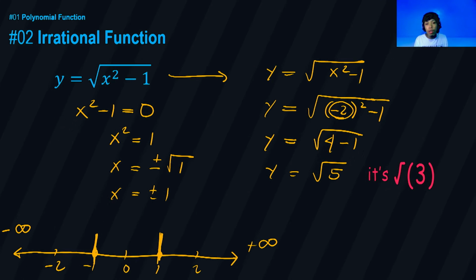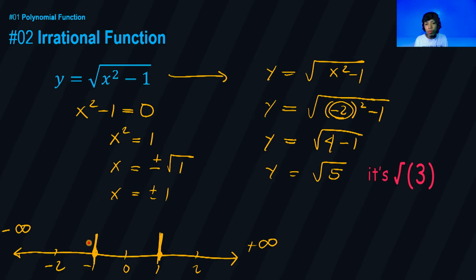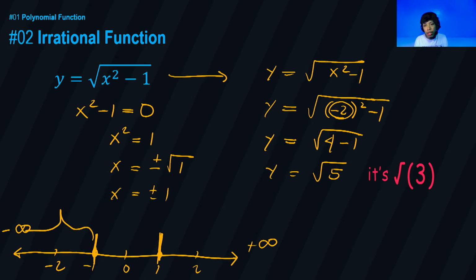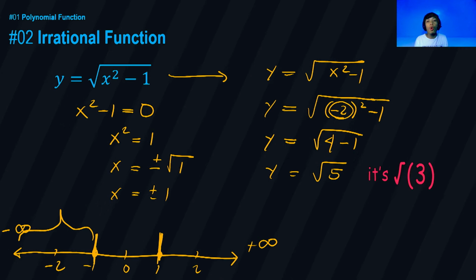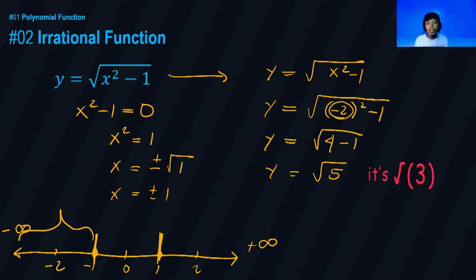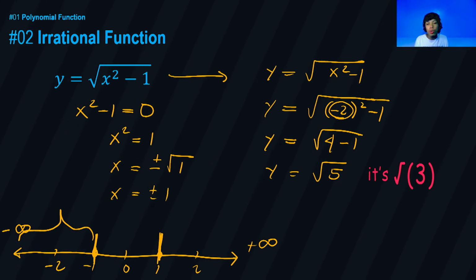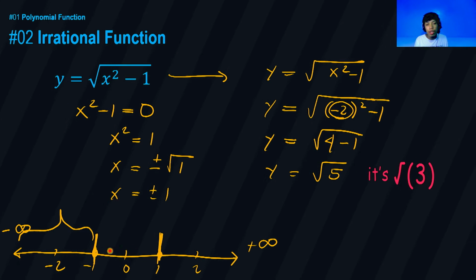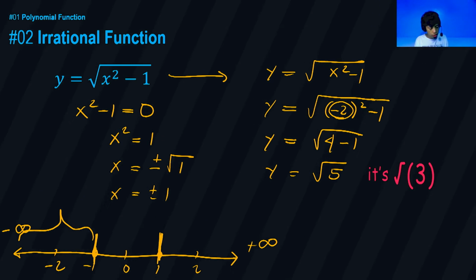This means this region right here is a permissible set of values for x. That is from negative 1 to negative infinity. How about on this region? On this region right here. You would try again.